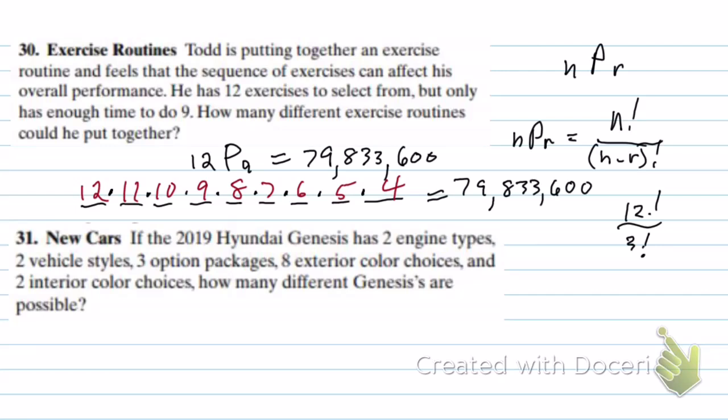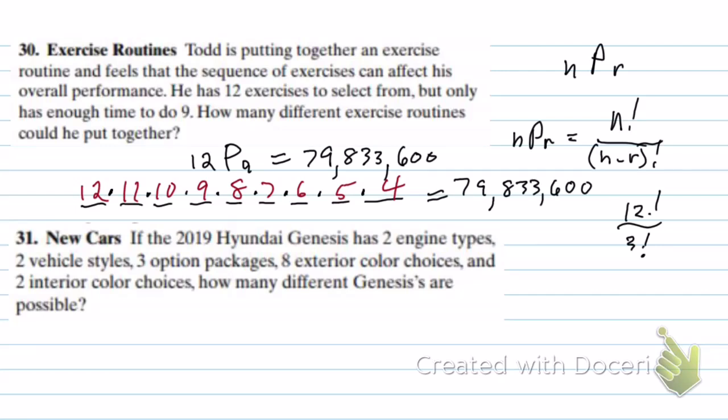All right, let's look at these, they all came out of the end of the section. This Genesis has 2 engine types, 2 vehicle styles, 3 option packages, 8 exterior color choices, and 2 interior color choices. How many different Genesises can we put together? This is just the multiply rule, isn't it?